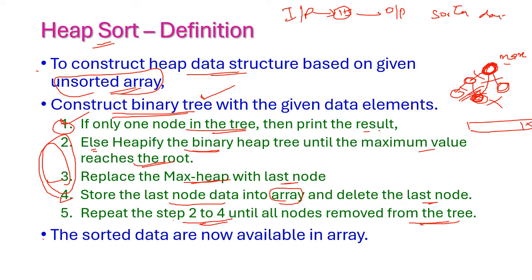The stored data, that is the sorted data, is now available in the array. That means at every iteration the maximum, that is the next maximum value, will be stored in the array, and finally we will get the complete sorted data items. Sorted data is available in the array now, right?